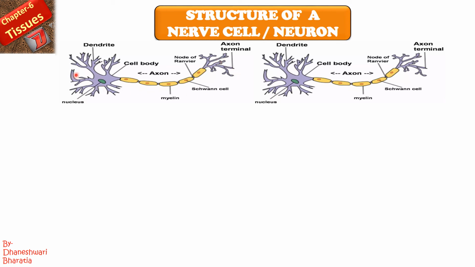Okay, now here this is the structure of one neuron. This way, this is a very big gap I have shown here just to show the clarity of the structure.